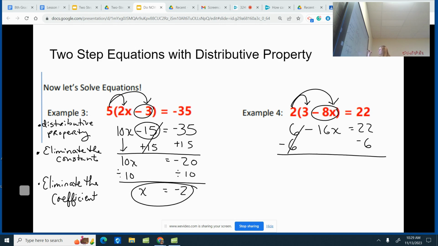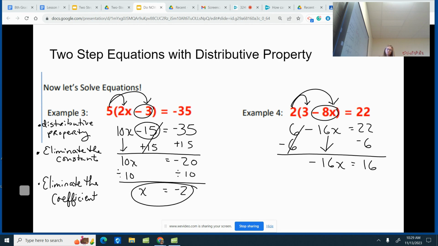6 minus 6 gets canceled out. I see a lot of people make a mistake right here. You need to bring down that negative sign that goes with the 16. So you're bringing down -16x. And then 22 minus 6 is 16.